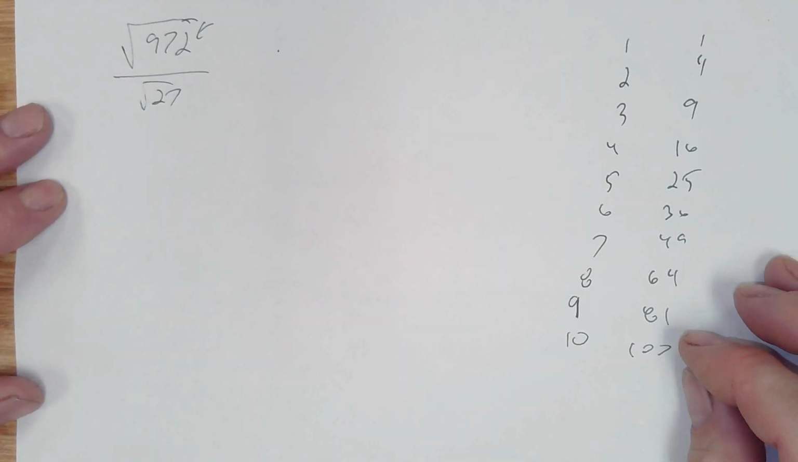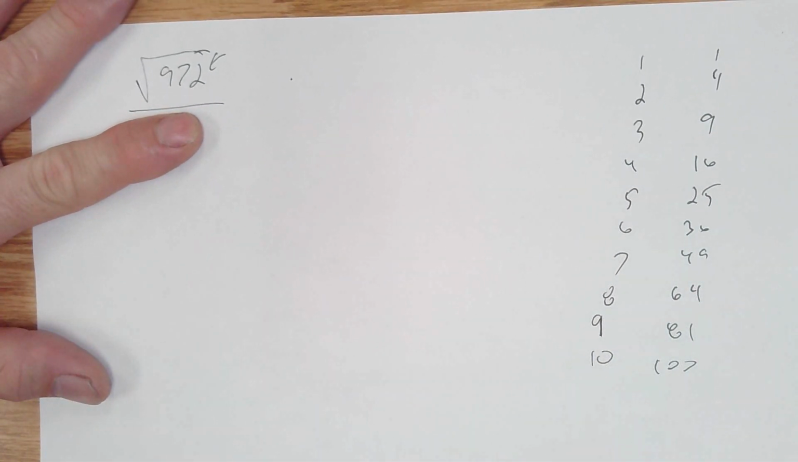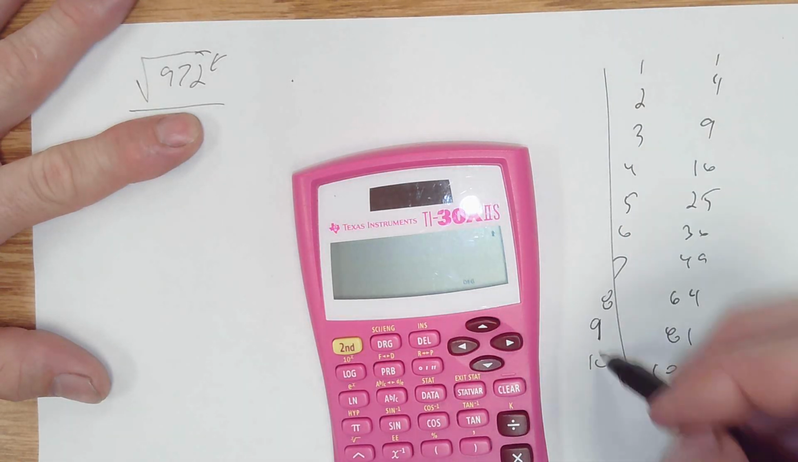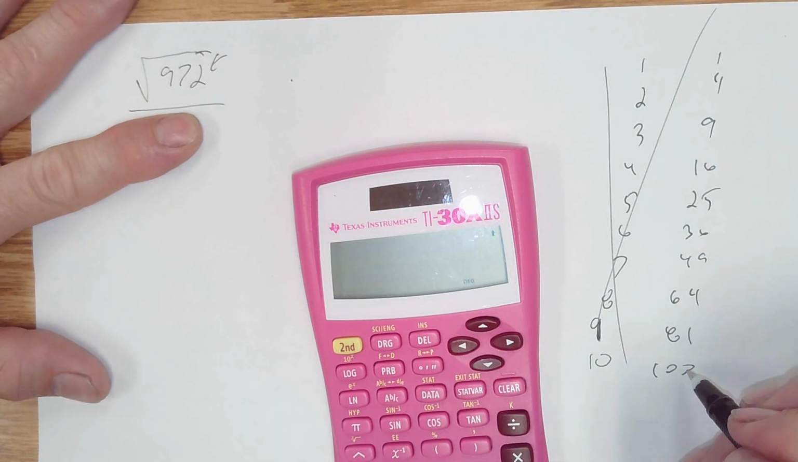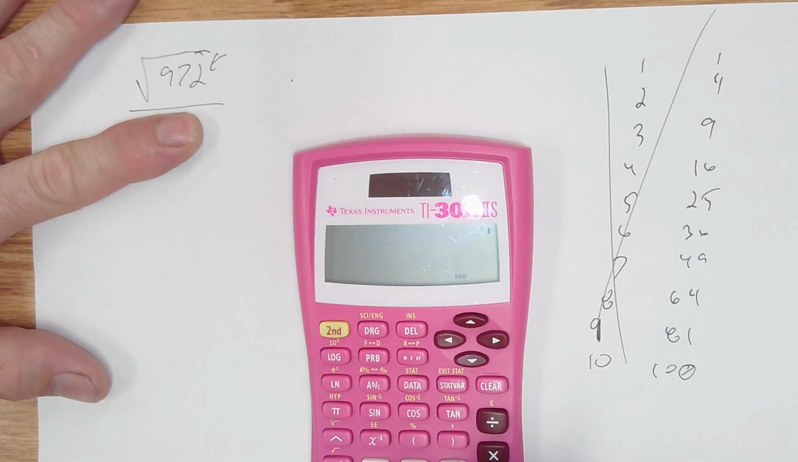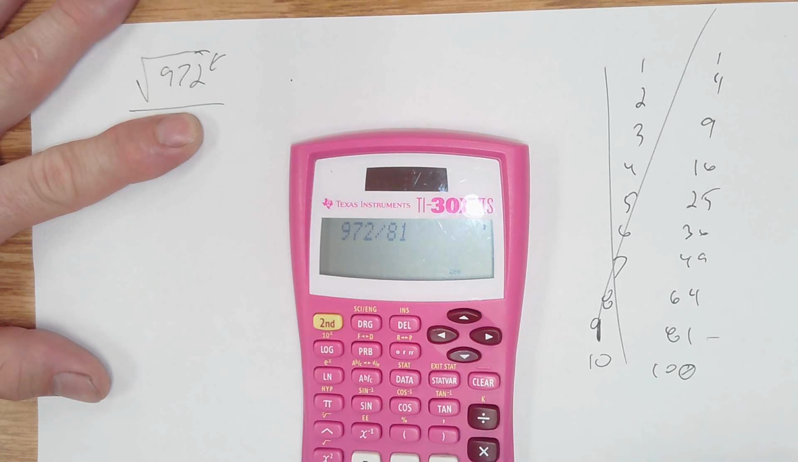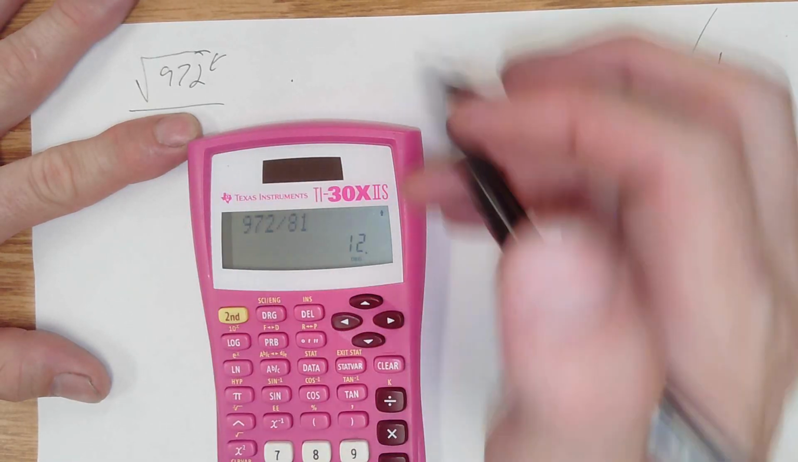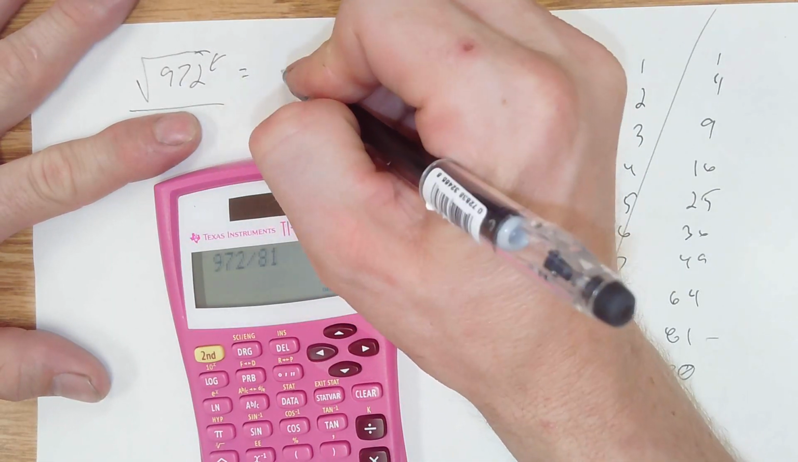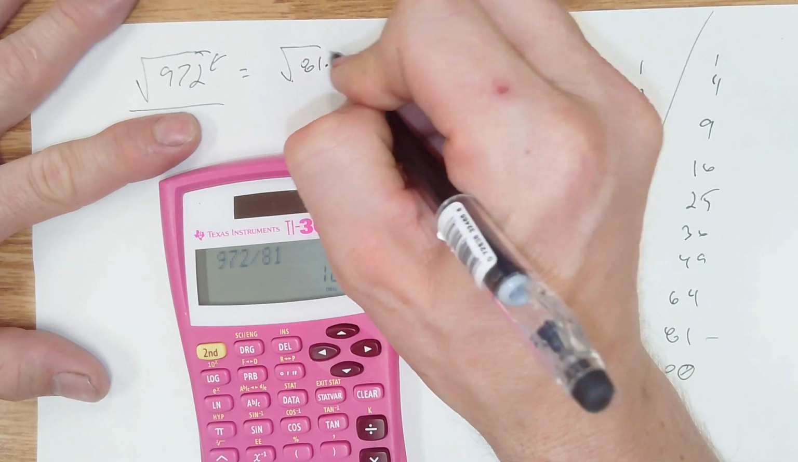Okay, now start with this 972. Let's start dividing that by any of these perfect squares. Okay, this is 100, not 107. So 972 divided by 100 is not an integer. Now let's do 972 divided by, we'll say, 81. Well, that's 12. So this breaks down into the square root of 81 times 12.